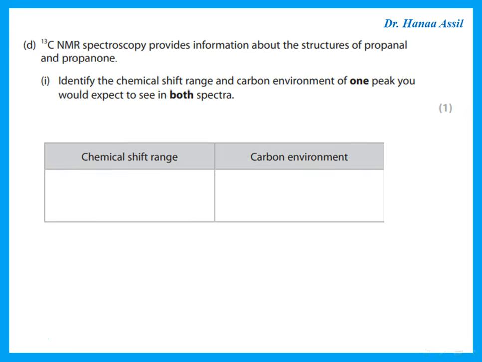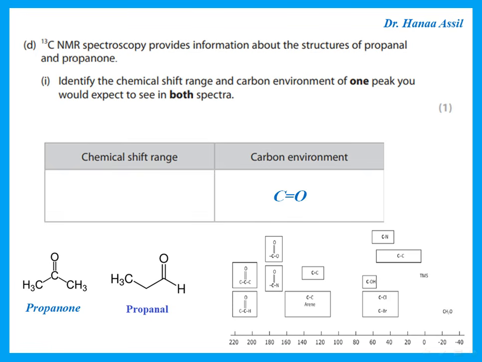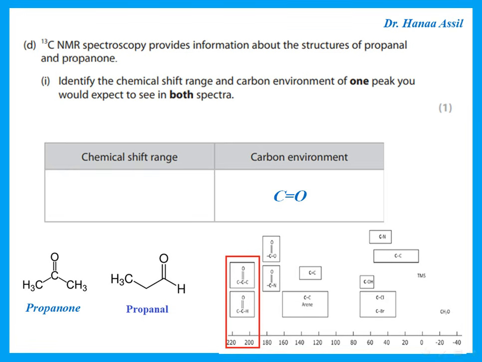Carbon-13 NMR spectroscopy provides information about the structures of propanal and propanone. Identify the chemical shift range and carbon environment of one peak you would expect to see in both propanal and propanone. These are the 2 compounds. He wants a peak that is present in both. Of course, the peak that is present in both is the peak for the carbonyl. Now, if we look at the data booklet, you will find that the carbonyl of either a ketone or an aldehyde is within this range.